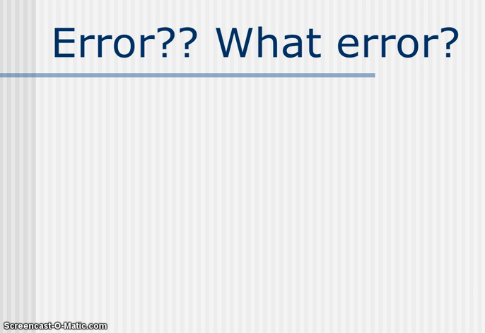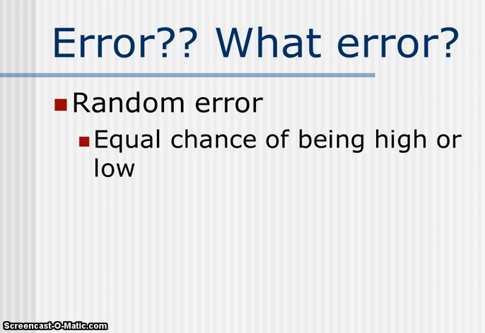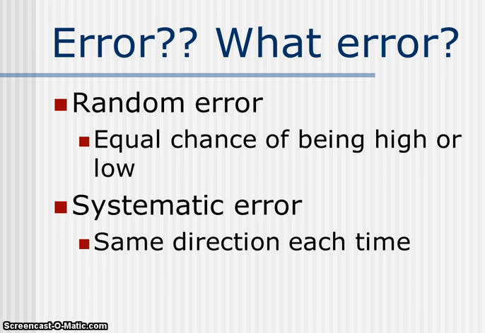When we talk about error, there are 2 basic types of error that we're going to be involved with this year. The first type is called random error. And it's just that. It's error that can be high or low, kind of all over the place, and random. As opposed to systematic error. When we talk about systematic error, that's error that occurs in the same direction every time.